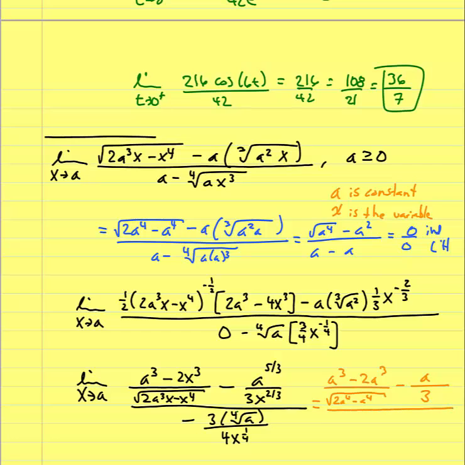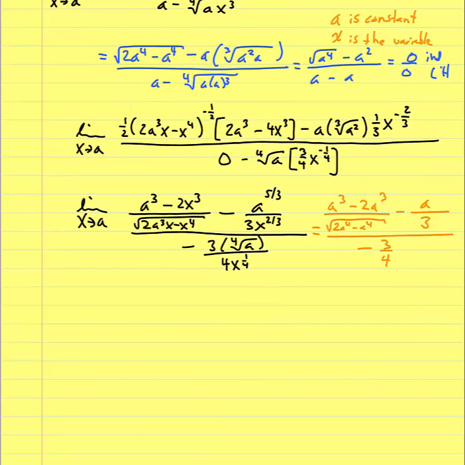Now in my denominator, don't forget the negative sign. So I have a 3/4 here basically because this is the 4th root of a, which is the same as a to the 1/4, so they cancel. So a cubed minus 2a cubed would leave me with a negative a cubed. Now over here I have 2a to the fourth minus a to the fourth, which is a to the fourth. The square root of a to the fourth is a squared. And I have a over 3. I'm going to go ahead and flip this up top. When you divide by a fraction, you multiply by the reciprocal, so the negative sign stays with it and then it flips.